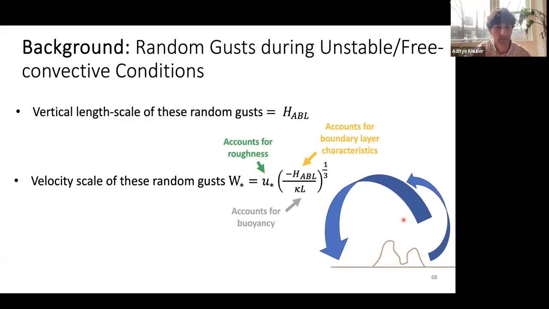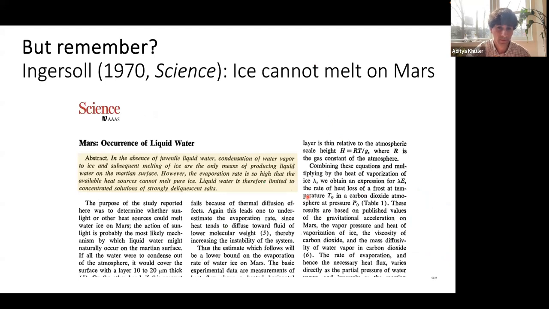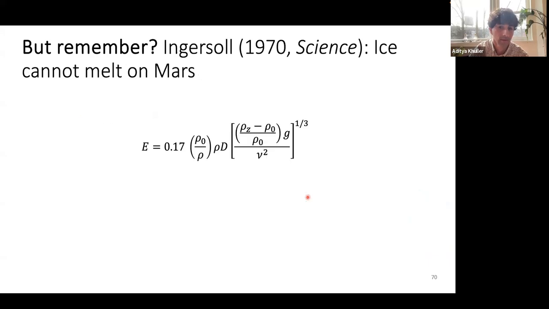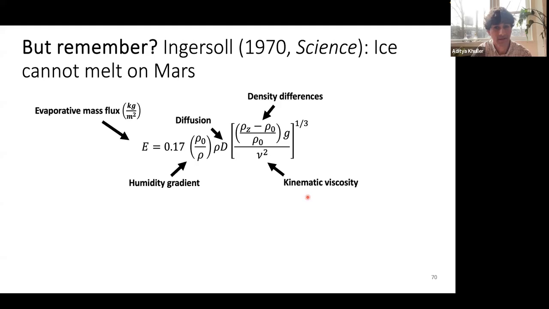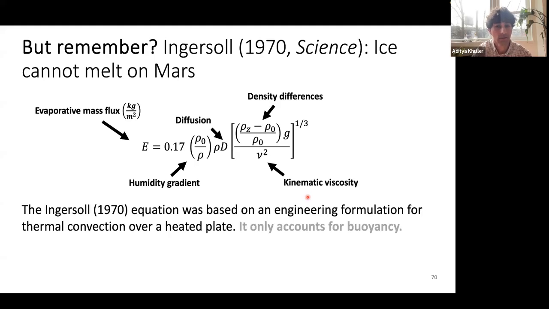What's the velocity scale? That depends on a bunch of things like the roughness, the height of the boundary layer, and buoyancy. But remember, we were talking about this famous paper by Ingersoll saying that ice could not melt. So we sort of analyzed the equation that he was using, and it turns out it comes from buoyancy over a heated plate. So we'll quickly go through the terms. How much mass is being evaporated depends on the humidity, the viscosity, the density, and diffusion. And so it comes from an engineering-based formulation for heating a plate, essentially.